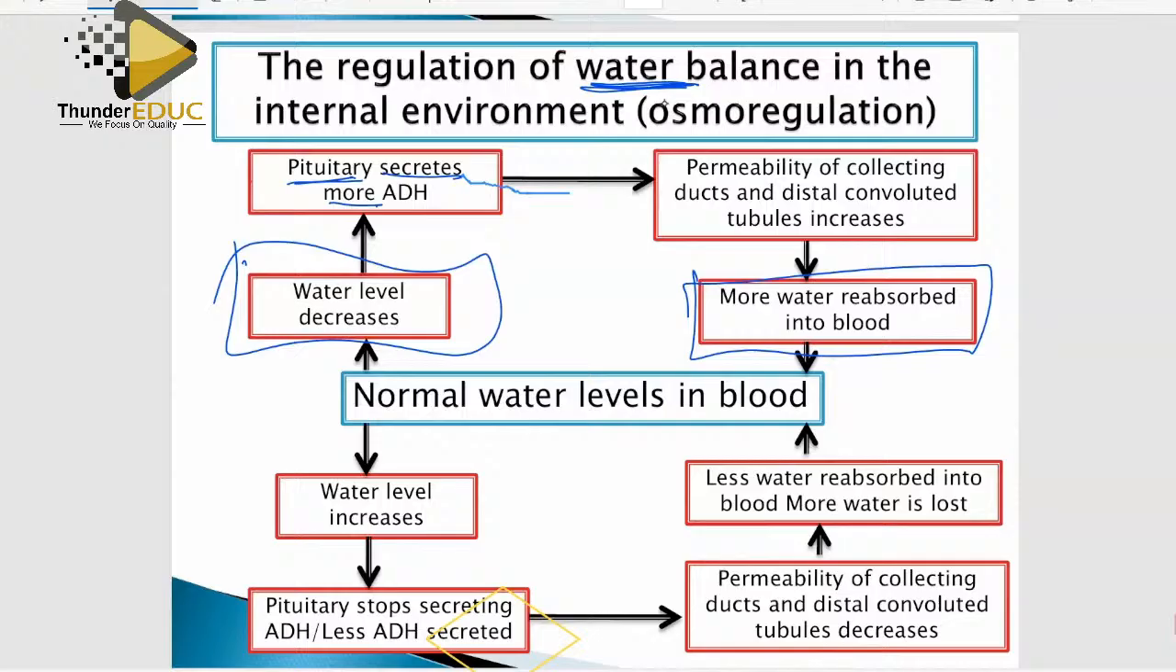Less is going to be what? It's going to be lost. If less is going to be lost, this is the time when you urinate urine which is yellowish, meaning that you don't have enough water. More water has been reabsorbed back to the what? To the blood. And once more water has been reabsorbed back to the blood, the amount of water in the blood is going to increase, and then it goes back to normal.